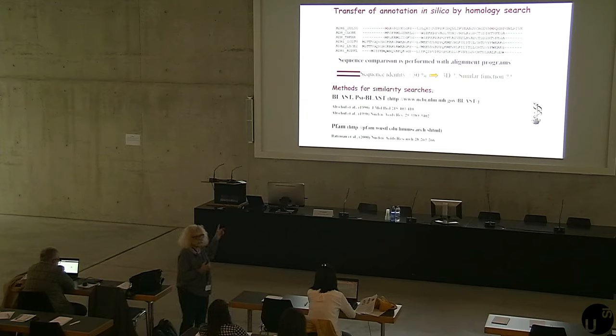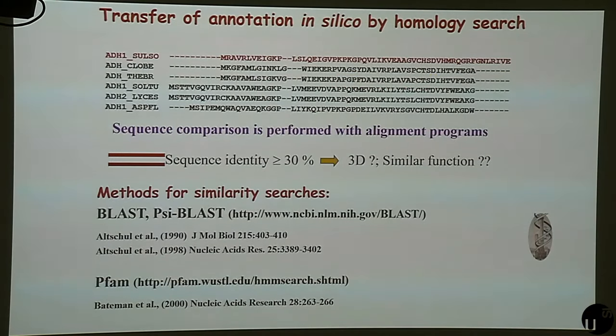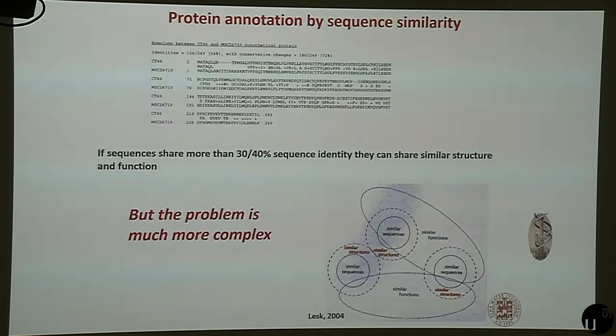And so, sequence identity implies similar structure and similar function? Not always. Not always, because we know that the scenario is rather complicated. Methods for similarity search are BLAST and PSI-BLAST, methods that are, you know, around. And as I said, for structural alignment, Pfam. But there are others, just to simplify a little bit, methods that are necessary.